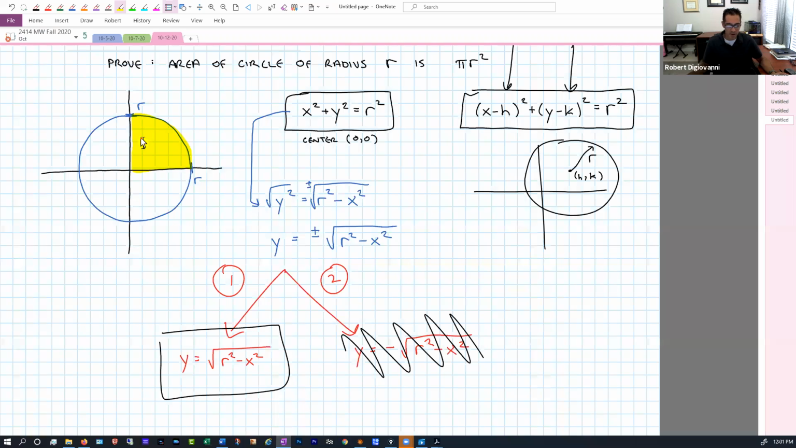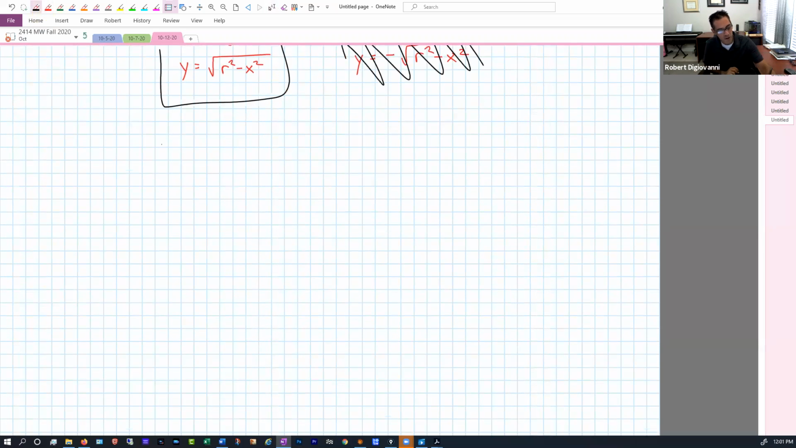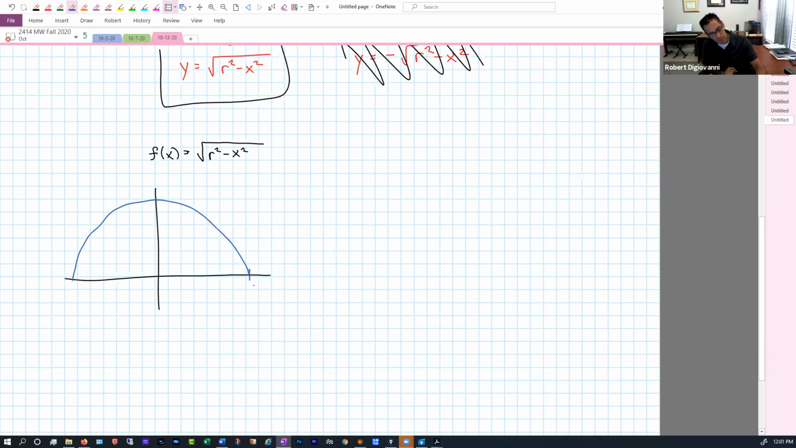Okay, so let's look at this. We have a function. It is now a function. f of x equals the square root of r squared minus x squared. That draws me this. Right? That draws me that. And I only want to find the area of this piece right here.